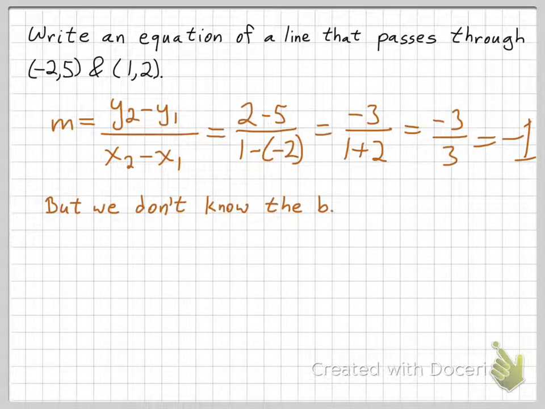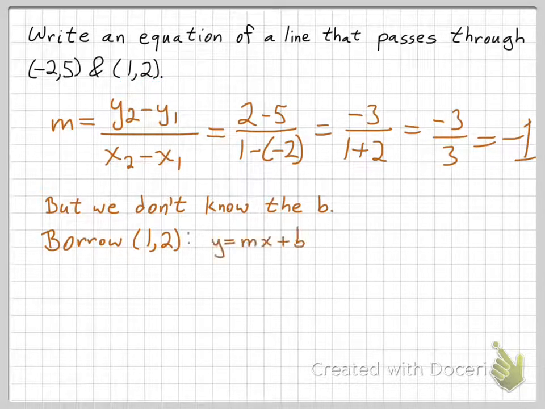Okay? But we don't know the b, we don't know the y-intercept. So again, we have to borrow the use of a point. I'm going to borrow this point right here, (1, 2), and I'm going to stick it into the equation y = mx + b. Okay? And so then you get 2 = -1 times 1 + b. So this is the y. It gets substituted for the y. That's how you get the 2. And then the m is the slope. That's right there. So that's where you get that from.